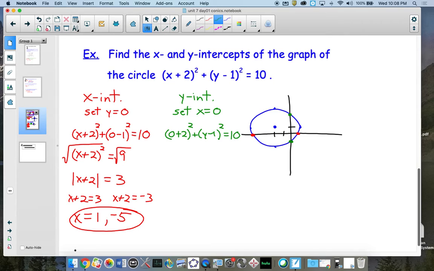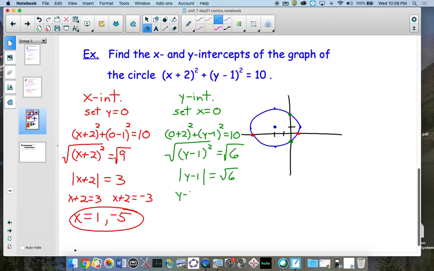Alright, so when I squared the 2, that's 4, and I'm going to subtract that to the other side, which is going to give me 6. 10 minus 4. And then I have y minus 1, quantity squared on the left still. Once again here, I'm not going to square it and try and solve a quadratic. I'm going to take the square root of both sides. And I get the absolute value of y minus 1 equals square root of 6. That's some decimal, so I'm just going to leave it as square root of 6.